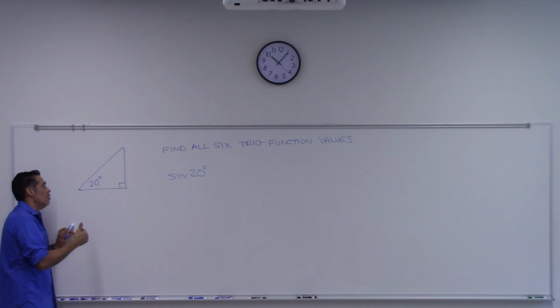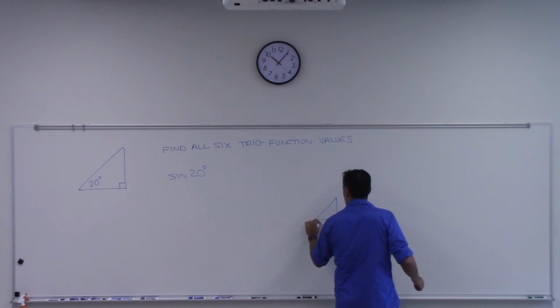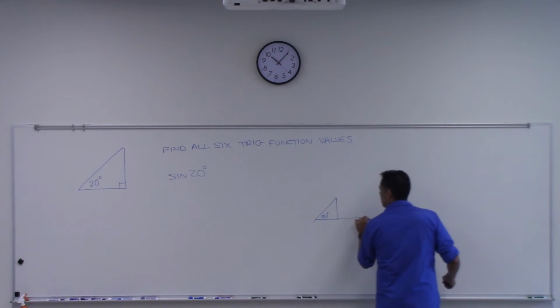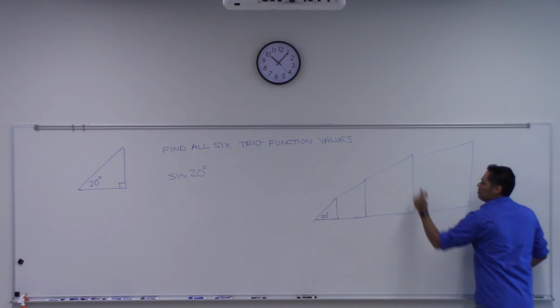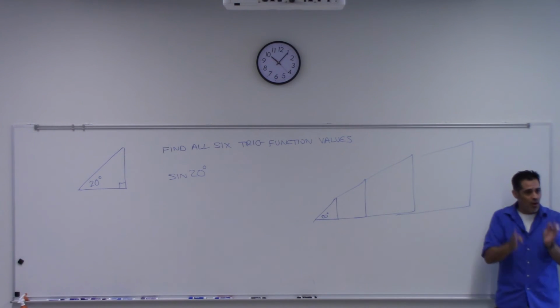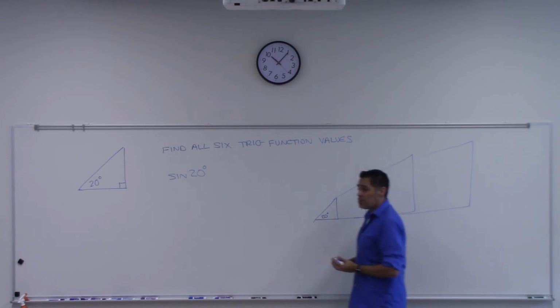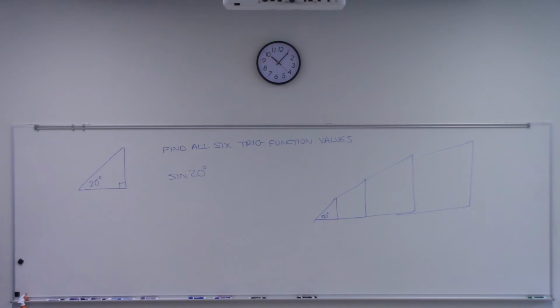But what I do know is that if you draw a triangle with an angle here of 20 degrees, it doesn't matter how big that triangle is. If we do sine, which is opposite over hypotenuse, for any one of these, we should all get the same answer, shouldn't we? Fortunately for us, our calculators will tell us what that ratio is.